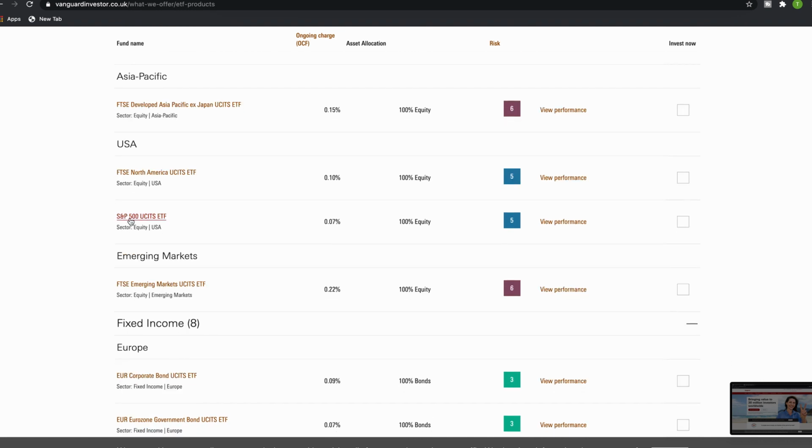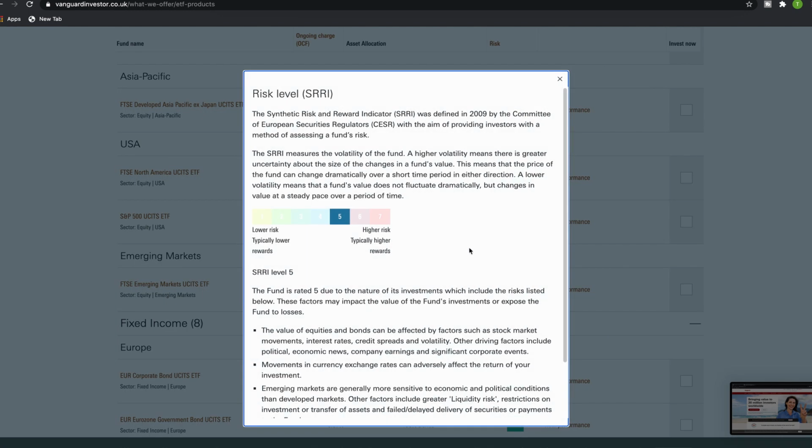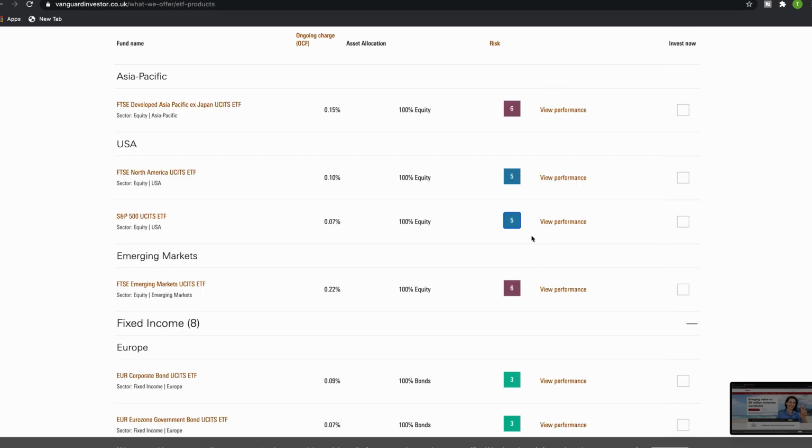So if you choose to buy that, that is 0.07%. And this will constitute the 500 top companies in the US, 100% equity. The risk level is 5 out of 7. So a little bit riskier than the life strategy we saw.